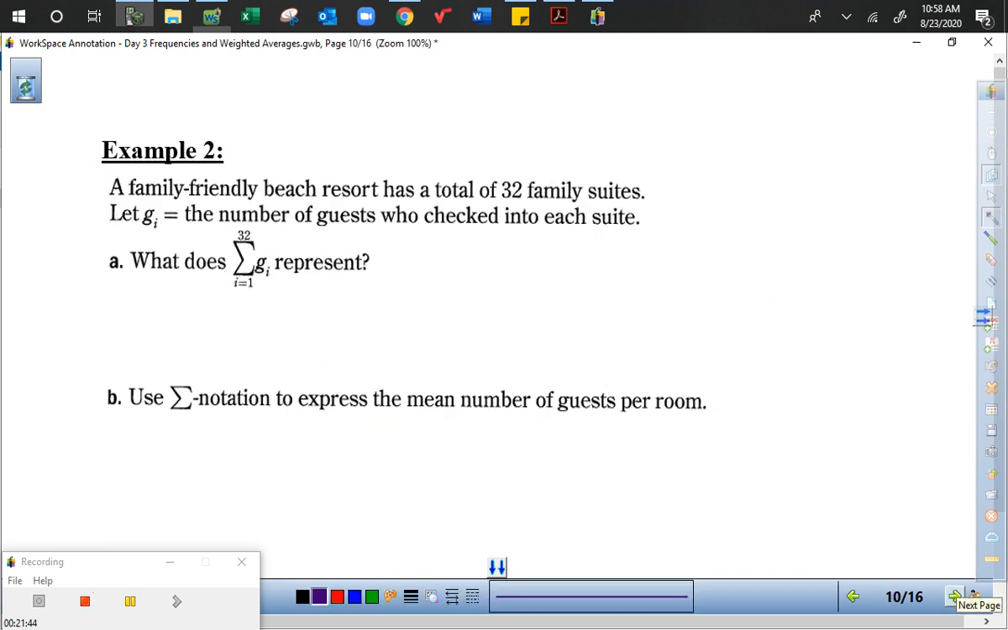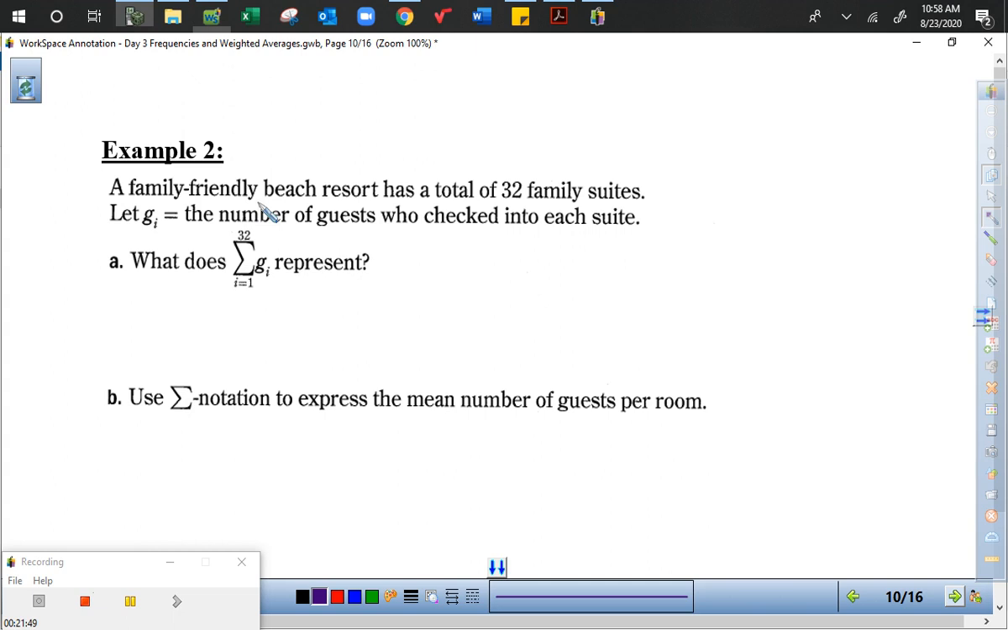Let's look at another example. This is more on interpreting how these summations are used. So it says a family-friendly beach resort has a total of 32 family suites. Okay, you'll notice in this sum it's got 32 on top. All right. Now it says let G sub I be the number of guests who check into each suite.